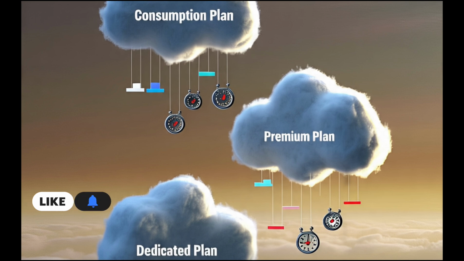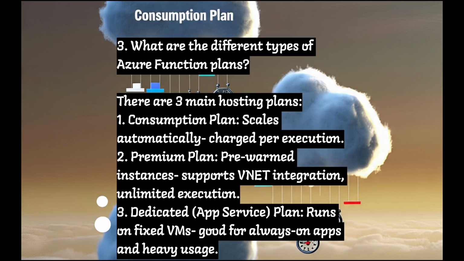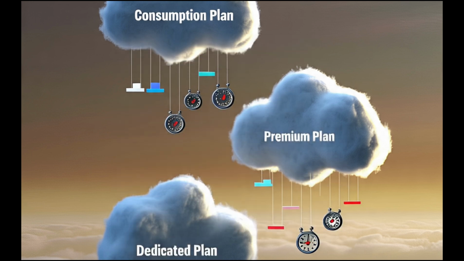3. What are the different types of Azure Function plans? There are 3 main hosting plans: Consumption plan, scales automatically, charged per execution. Premium plan, pre-warmed instances, supports VNet integration, unlimited execution. Dedicated App Service plan, runs on fixed VMs, good for always-on apps and heavy usage.